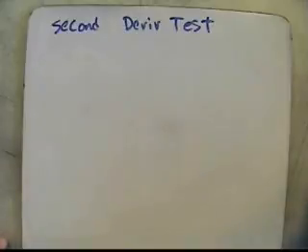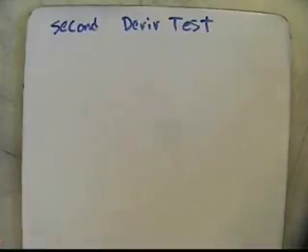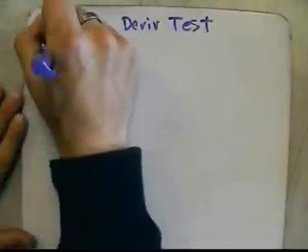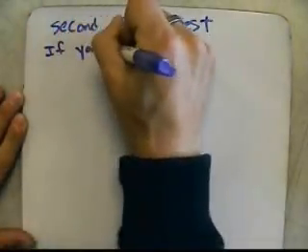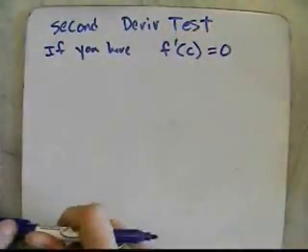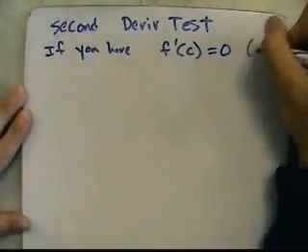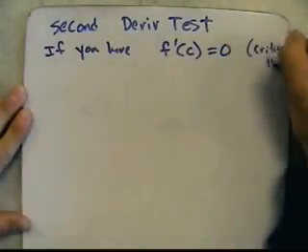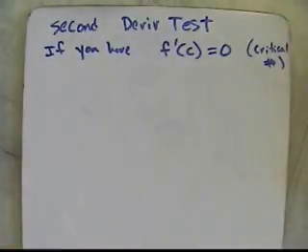The second derivative test is just as easy. It says this: if you have the derivative at some critical value c equals 0. Now remember, this is a fancy way of saying critical number. So you take the first derivative, set it equal to 0, and find your critical numbers. That tells you possible relative max and relative min spots. Now the second derivative test says, we're not sure if it's positive or negative, although you could use the first derivative test.